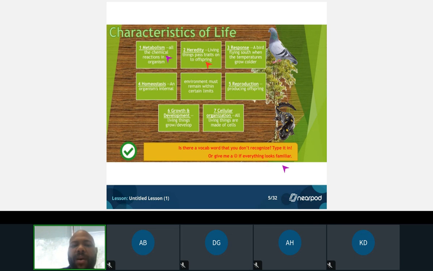Heredity describes how all living things pass traits on. As we know, we are the byproduct of our parents, right? We get half of our genetic material from our mother, half from our father. All living things are able to pass those genes along, because the basis of our existence ties upon that DNA and those characteristics passed along through heredity. There's also a response to stimuli. Things like cold temperatures make you shiver. Those are responses to stimuli.